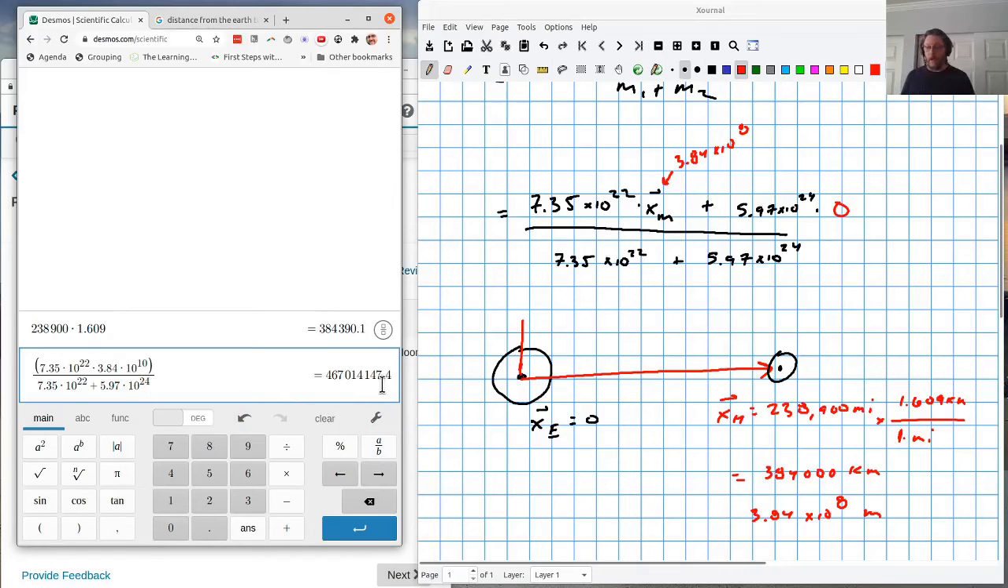And what do we get? We get 1, 2, 3, 4, 5, 6, 7, 8. 4.67 times 10 to the 8th meters. That doesn't sound right.